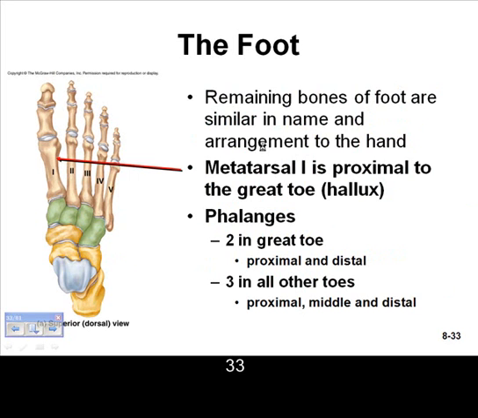With the foot itself, these are your metatarsals, and again, metatarsal 1 begins with the large toe, the great toe. Remember, just like the thumb, as far as phalanges, it only has a proximal and a distal phalanx to it. Then your pinky, of course, is number 5, and with the other 4 toes, you have the proximal, middle, and distal phalanges.